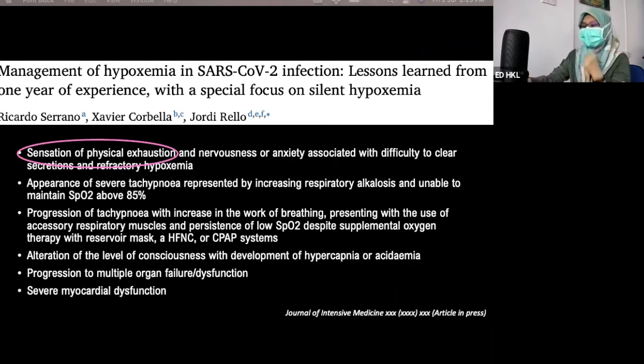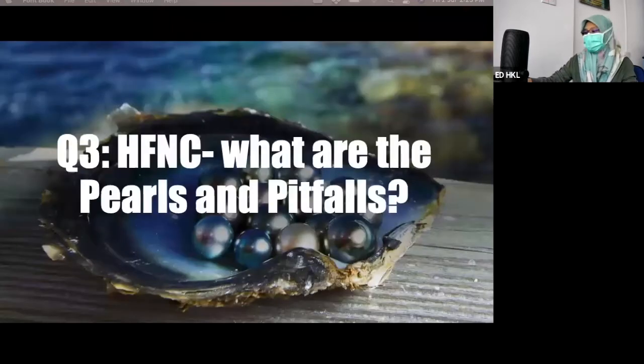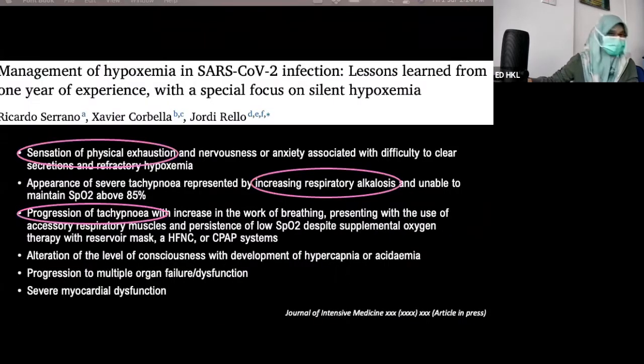Thank you. Okay, when the patient tells you that they are exhausted, "Doctor, I'm already tired," that is a very significant alarm. All you see on the blood gas is worsening of respiratory alkalosis. So you see a progression of tachypnea despite high flow nasal cannula and prone position. Saturation is not more than 85%. The rest, altered mental status, is organ dysfunction.